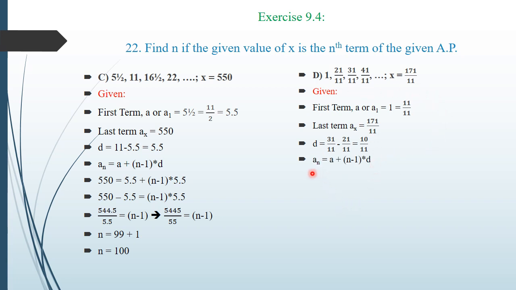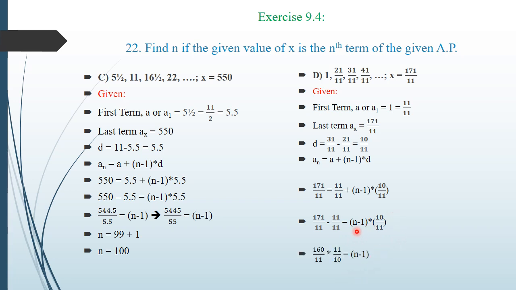Now for the nth term, as usual, I'll write an equals a plus n minus 1 into d. Substituting all the values, the nth term is 171 divided by 11, and a, as I told earlier, I'll represent as 11 by 11, plus n minus 1 as it is, and d is nothing but 10 by 11, which we just calculated. Now 171 by 11 minus 11 by 11 is nothing but 160 by 11. As the denominator is the same, I can directly subtract the numerators, which is going to be equal to n minus 1 into 10 by 11.